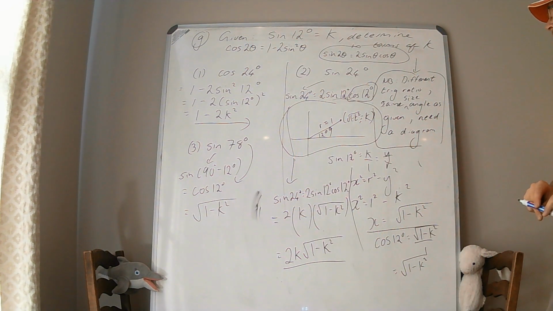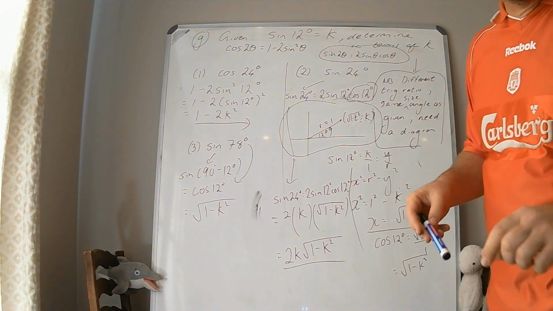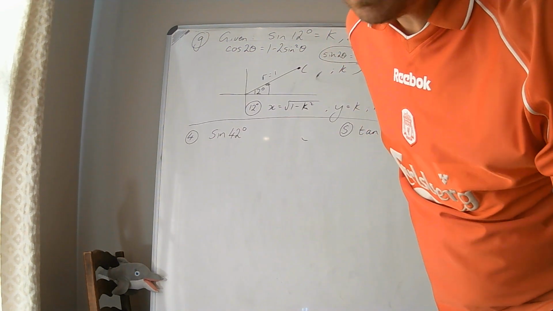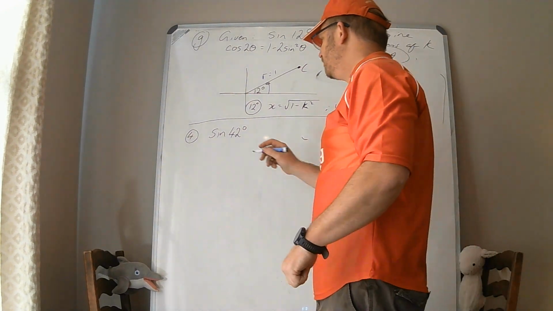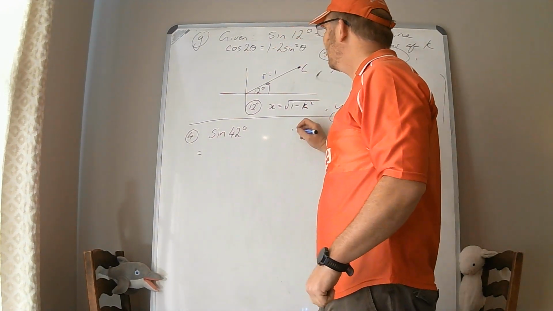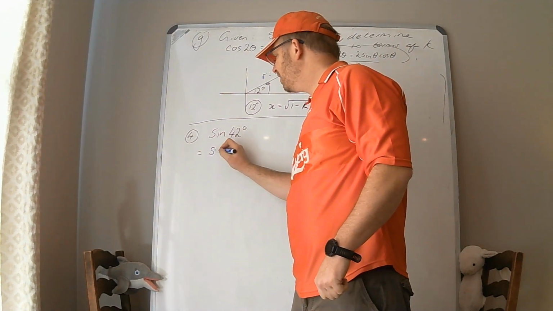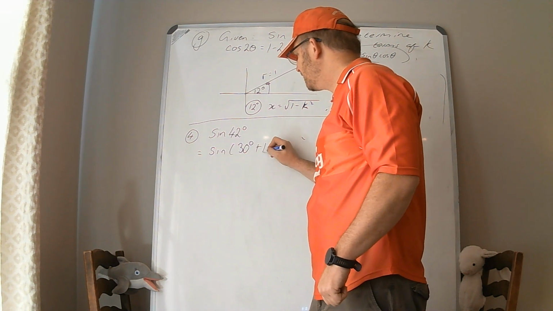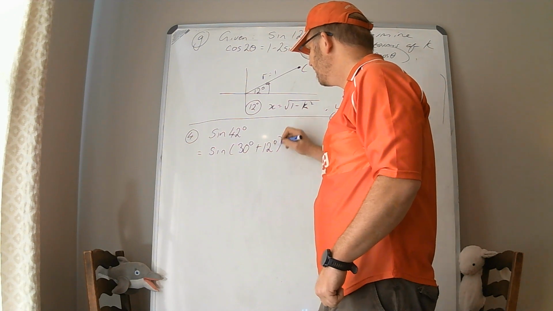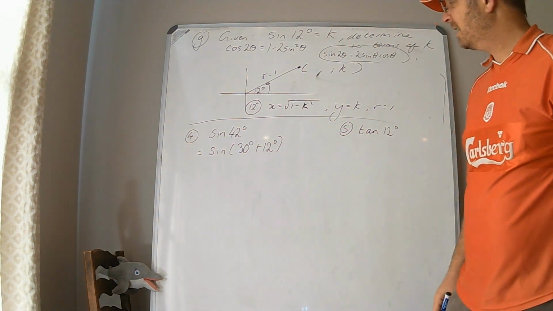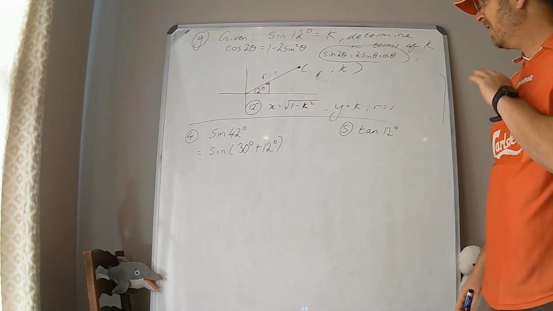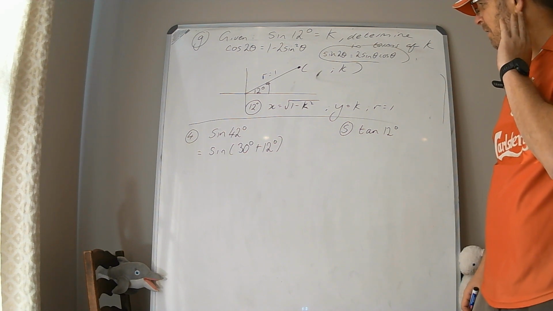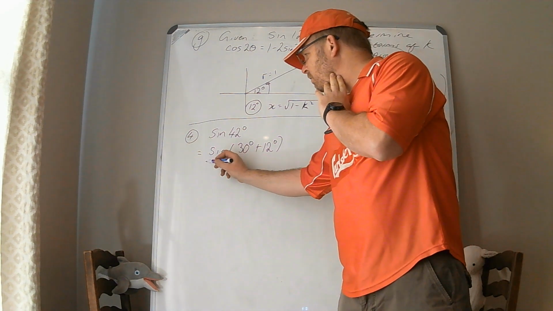Okay. Right, you still got 4 and 5 from that question. Try them. Okay. Number 4 was sine of 42. You've got to evaluate that in terms of k. So you can say sine of 42. Well, there's no double angles or anything there, but you can write it as sine of 30 plus 12. Okay. And if I go sine of 30 plus 12, Deborah, what expansion formula are we going to use?